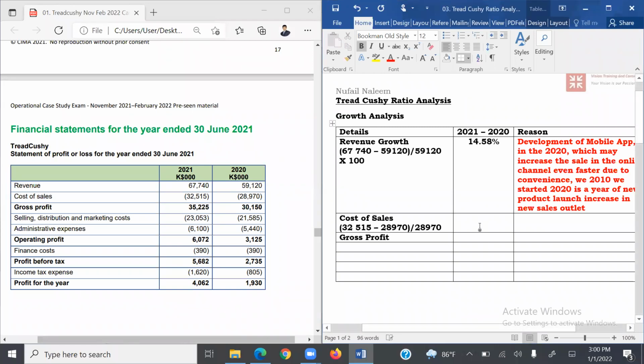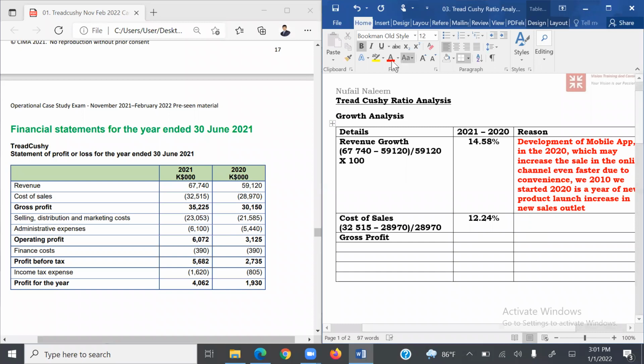After that, we can have the reasoning, because you need to know the case study properly, students. According to the case only, we are doing the reason. So 32,515 minus 28,970, divided by 28,970, multiplied by 100. If you do that, students, I believe you should get something around 12.24 percent. Can you confirm whether you are getting this as an answer? 12.24 percent. Again, there is an increase in the cost of sales.